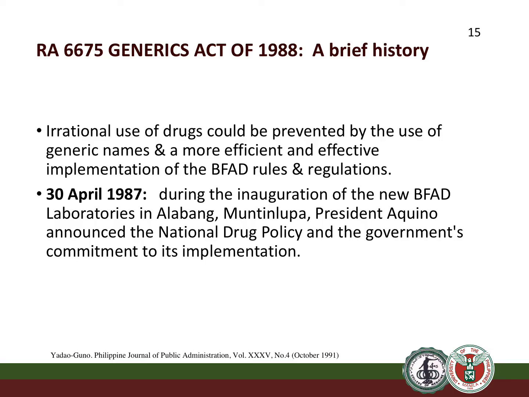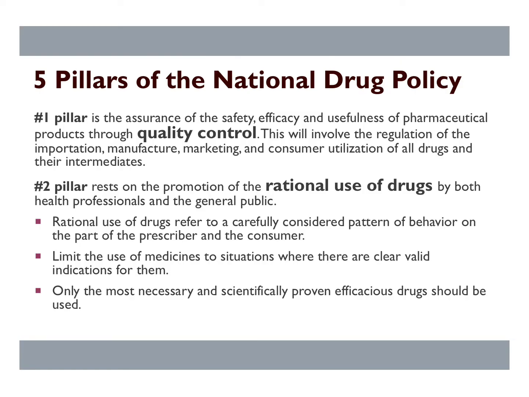So in fact, when it was first released, the national drug policy is a little bit different from what I'm presenting now. But what I'm going to present, the 5 pillars, is already after it had been tweaked subsequently. So these are the 5 pillars of the national drug policy. And the first pillar is quality control. Assurance of the safety, efficacy, and usefulness of pharmaceutical products through quality control. And this will involve the regulation of the importation, manufacture, marketing, and consumer utilization of all drugs and their intermediates.